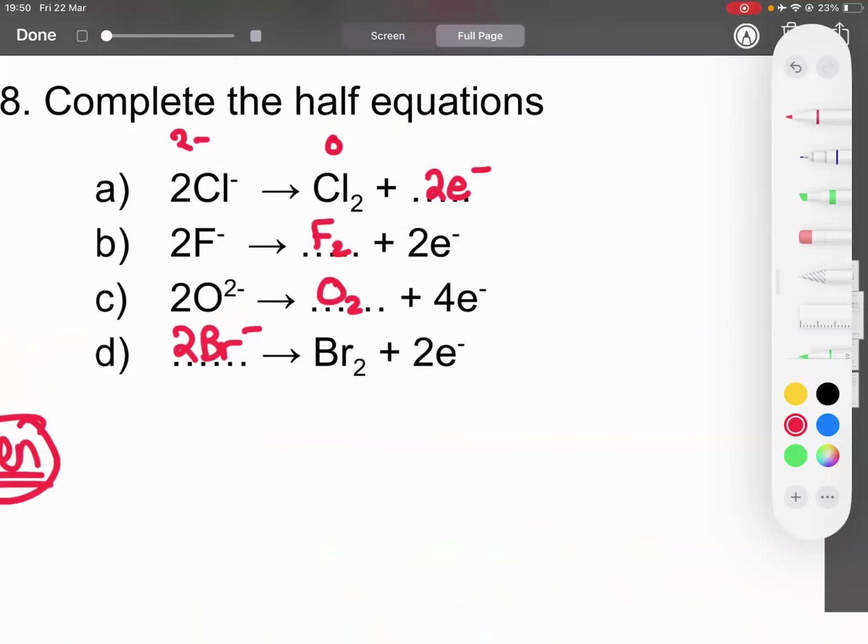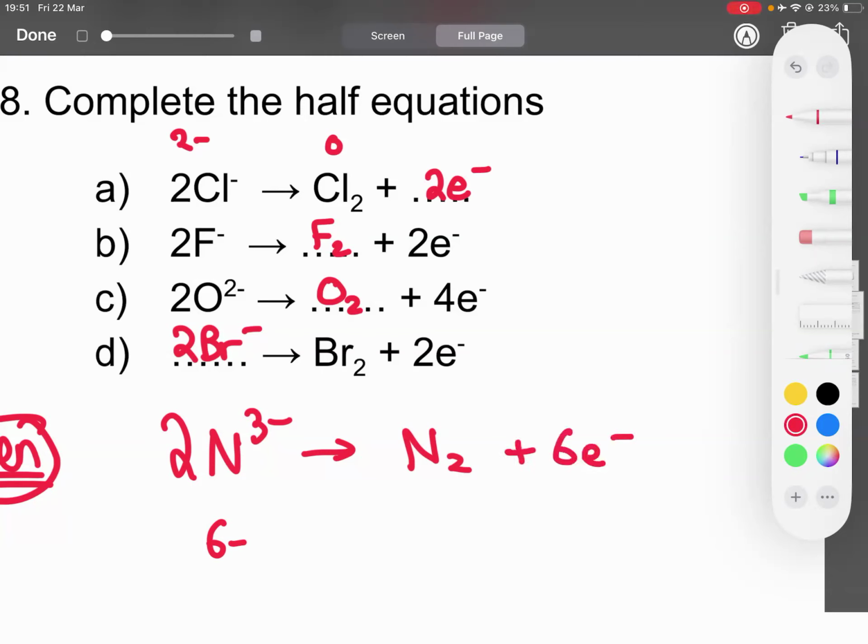So as a test, you would never be asked about nitrogen, but let's try it. It's N group 5, so it's 3 minus, and it would have to form N2. It forms N2 because it ends in GEN, it's diatomic. It would have a 2 in front of the ion as well. The charge of the ion is 3 minus, so there's 6 electrons which it needs to lose. So then it will have 6e minus to complete the equation. But hopefully, usually it's just like a fill in the gap. You probably won't have to do it all by yourself, but that's the idea.